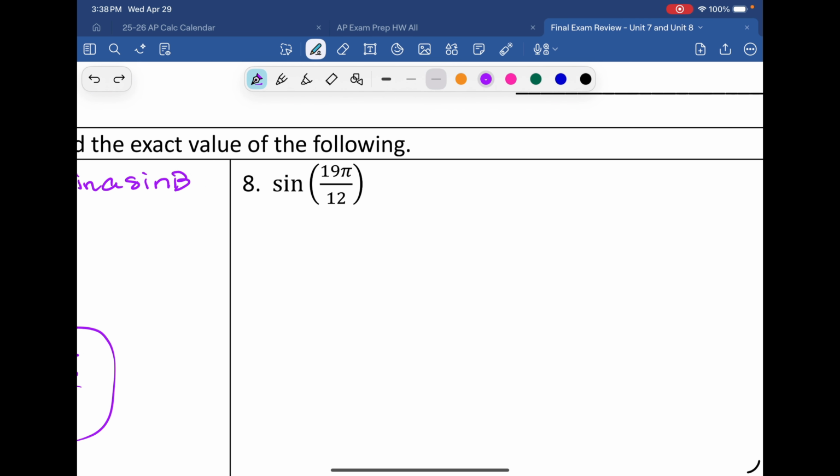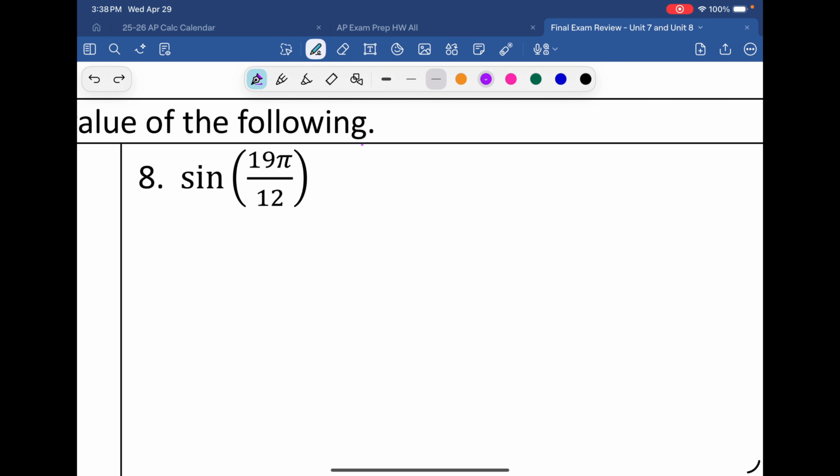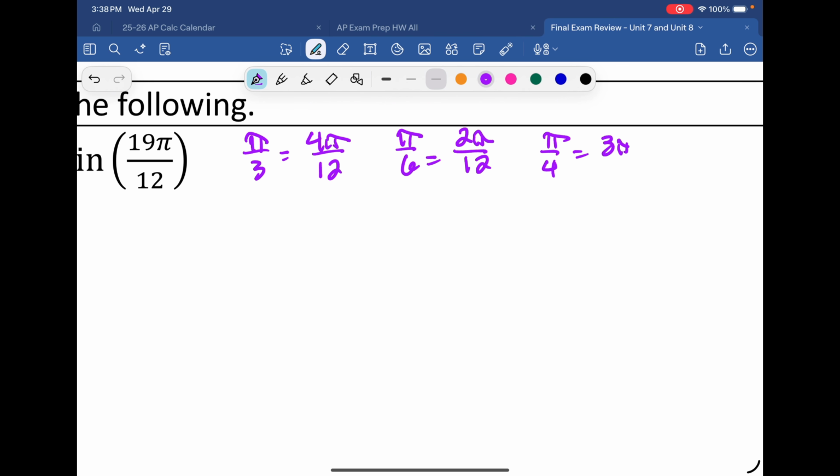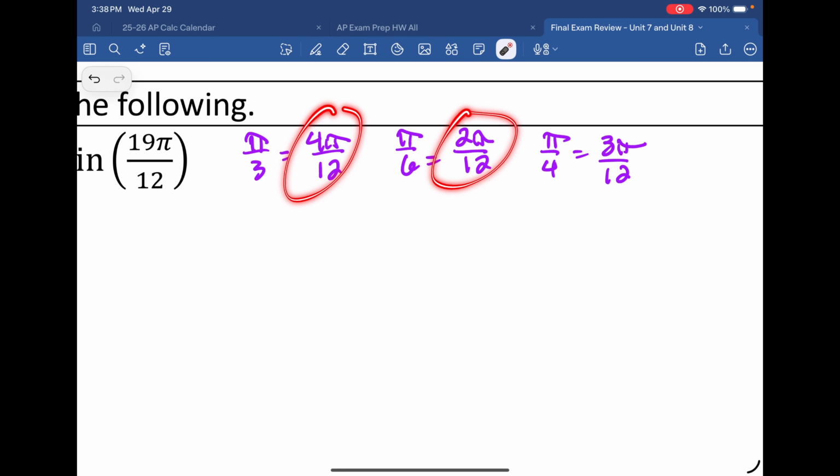So 19 pi over 12 is not a unit circle value, so we need to use our unit circle values. I'm going to rewrite them so that I have a denominator of 12. I want to find a pair that adds or subtracts to 19 pi over 12. Pi over 3, if I put it over 12, would be 4 pi over 12. Pi over 6 would be 2 pi over 12. Pi over 4 would be 3 pi over 12. Those are the first quadrant.